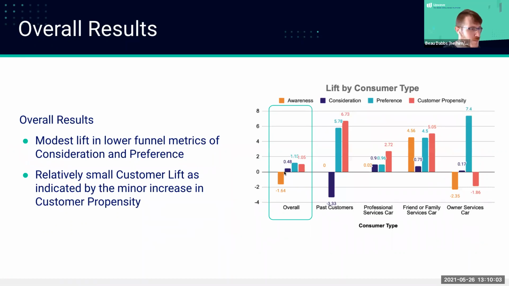So we see moderate lifts in both consideration in dark blue and preference in light blue. And because these factors are influential for customer propensity, we see a similar value for customer lift. So we see a similar lift in customer propensity.